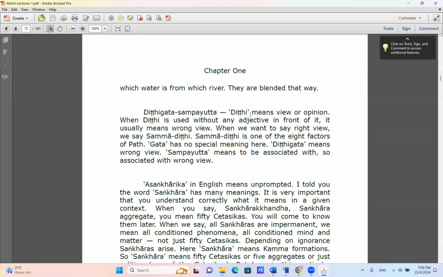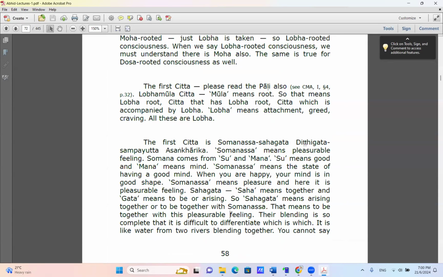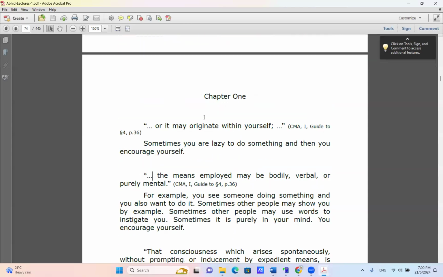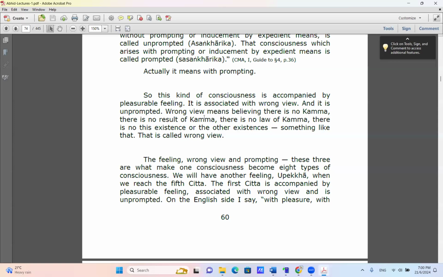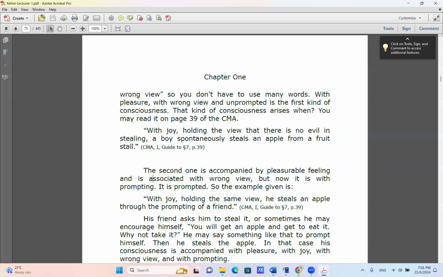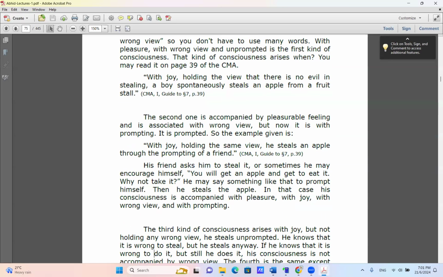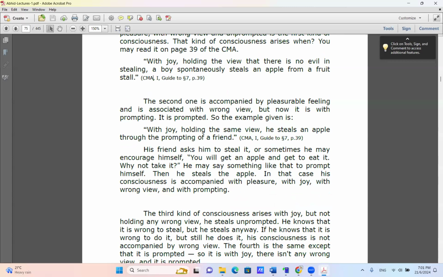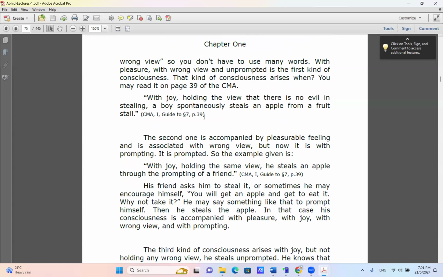Okay, now we can see the example here, right? With joy. This is the CMA, Comprehensive Manual of Abhidhamma, page 39. Holding the view that there is no evil in stealing, like just now, a boy spontaneously steals an apple from a fruit store.